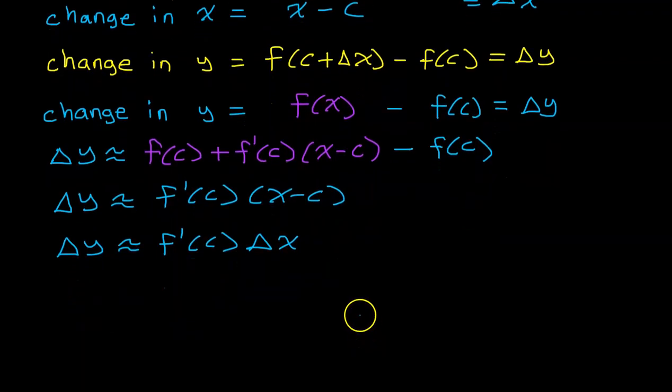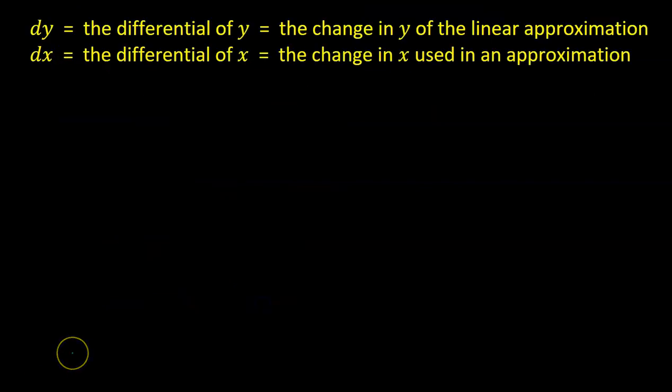So here's where the differential comes in. We're doing an approximation. In the context of an approximation, instead of using delta y and delta x, we use dy and dx. So this becomes dy equals f prime at c dx. The essential question of this video is, what are differentials? So here it is. dy is the differential of y. That's the change in y of the linear approximation. dx is the differential of x, and that's the change in x used in the context of an approximation.